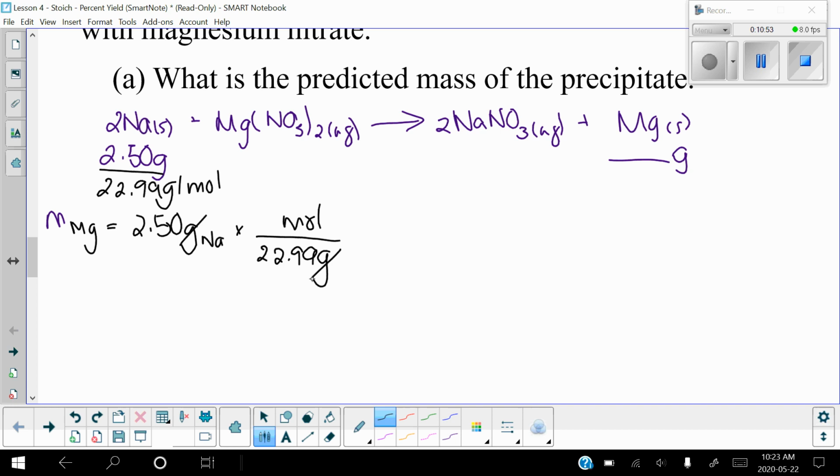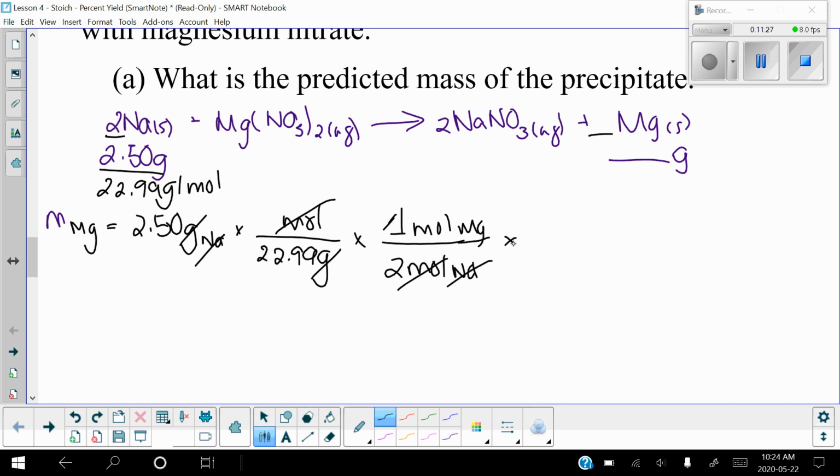Grams cancels out with grams. We can now use our molar ratio. You're going to divide by 2 moles of sodium, and then multiply by 1 mole of magnesium. Remember, that's the 1 in front of the magnesium. It's invisible. 1s are invisible in chemistry. Moles cancels out with moles. Sodium cancels out with sodium.